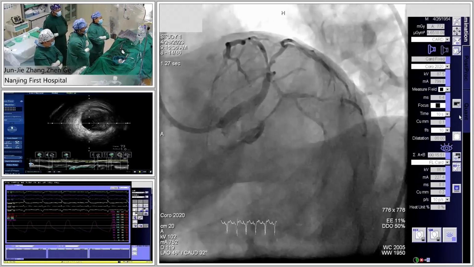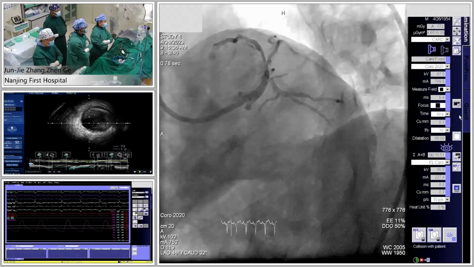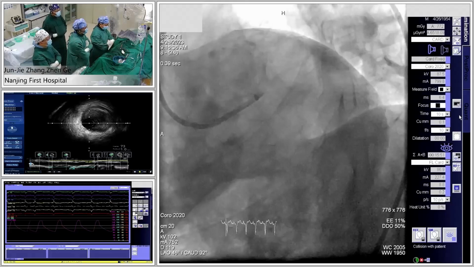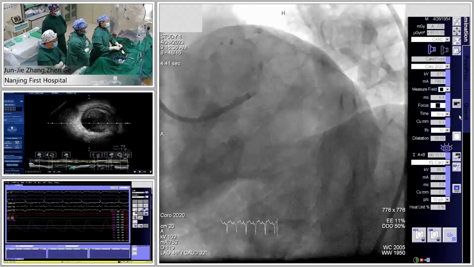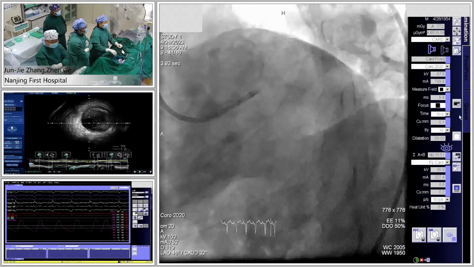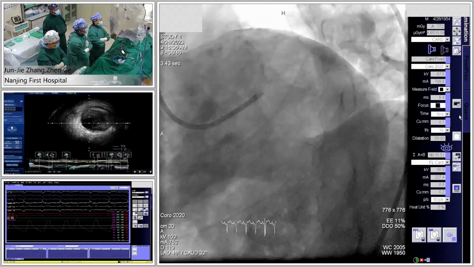According to the definition, two trials show the two-stent technique, especially the DK crush, is superior to provisional stenting in terms of 1-year or 3-year clinical follow-up. Thank you, Dr. Zhang, for the great suggestion.